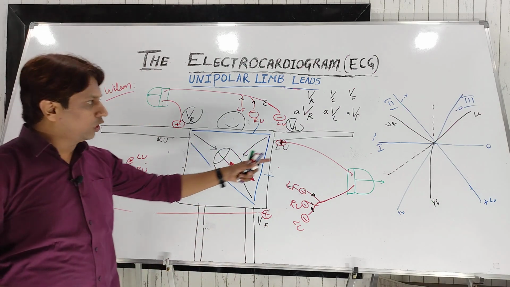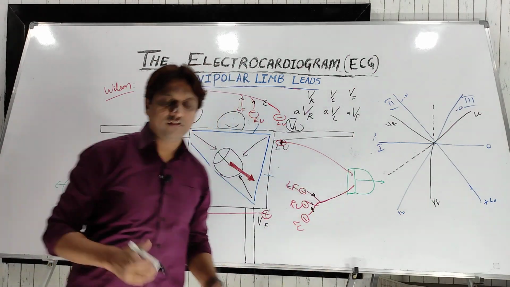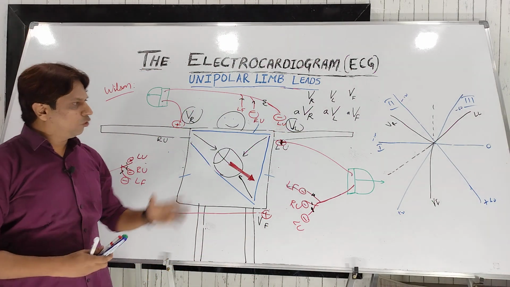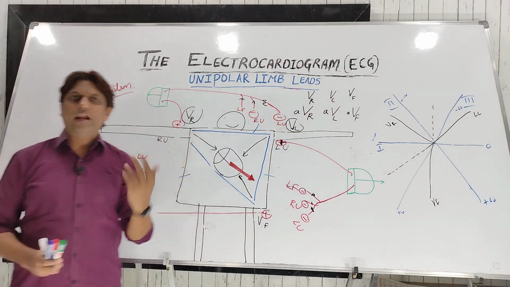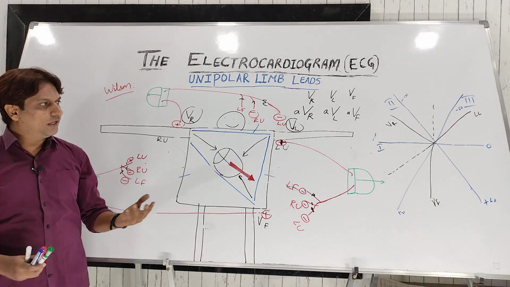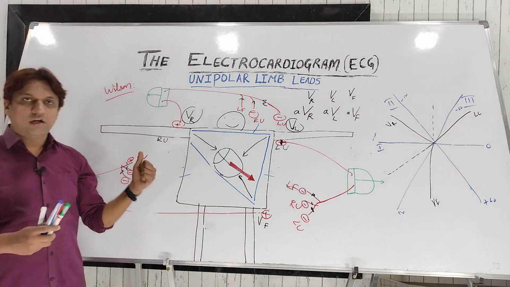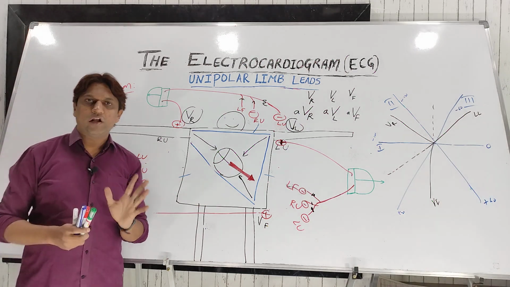What I have drawn with the blue ink is the bipolar limb leads axis, and with the black ink is the unipolar axis. We will discuss the axis and axis deviation in the coming lectures. Just to make the difference between unipolar and bipolar clear, I have made this detailed comparison. Hope the point is very much clear.